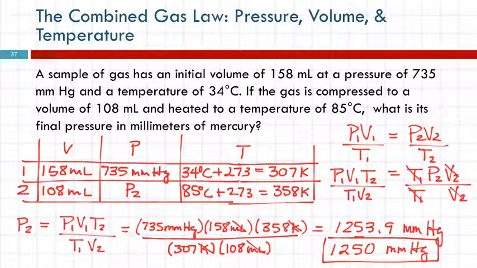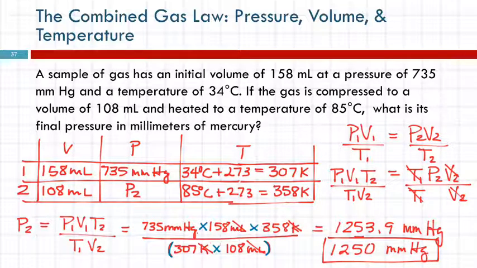So what I did, let's see if I can show you without rewriting everything. I'll show you what I did on the calculator. Oh, actually, leave that one. So in the calculator, 735 times 158 times 358 divided by, open parentheses, 307 times 108, close parentheses, equals. If you get a different number, it's going to be a much bigger number, then you're doing the math wrong.